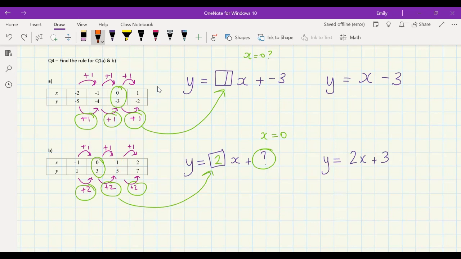It works. We can test the 0 again. 2 zeros are 0, plus 3 is 3. That works. We can even test the negative. y equals 2 times minus 1 is minus 2, plus 3. Minus 2 plus 3 gives us 1. It works. There's the rule. We're done.